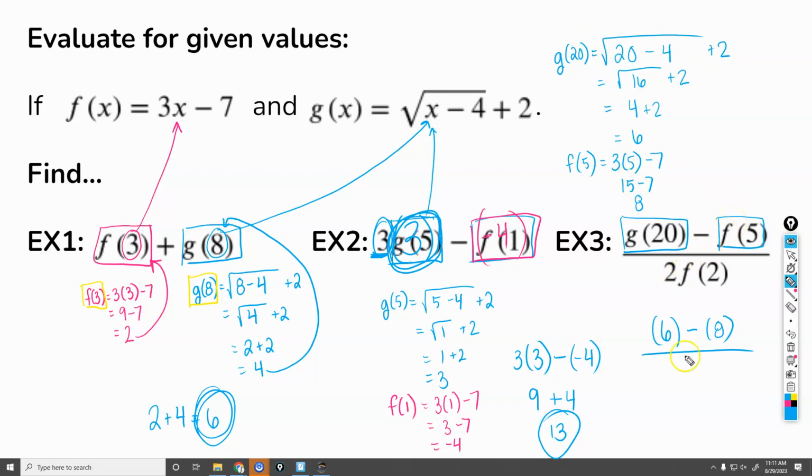On the bottom, I'm going to have a 2 because this 2 right here is just multiplied by our F of 2. Right? And then I also have to find whatever F of 2 is. So I'm going to write this over up here. F of 2 would be 3 times 2 minus 7. So 6 minus 7, which is -1.